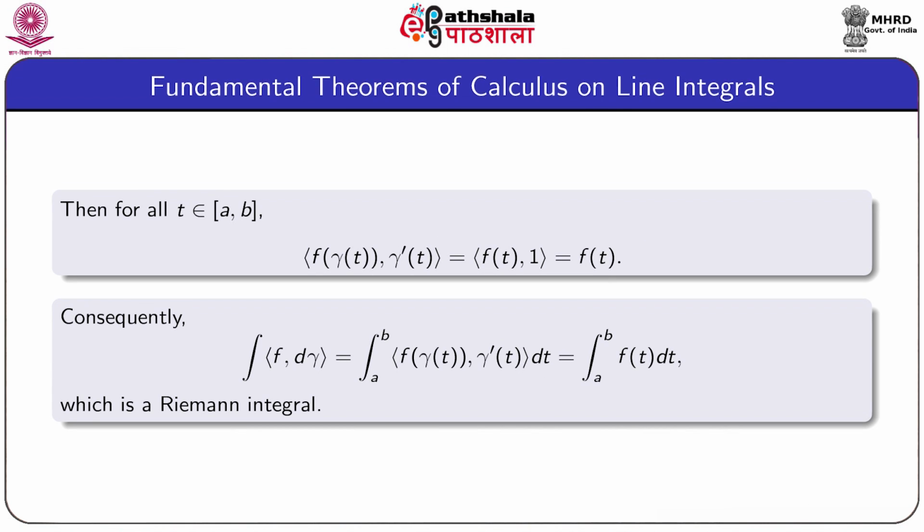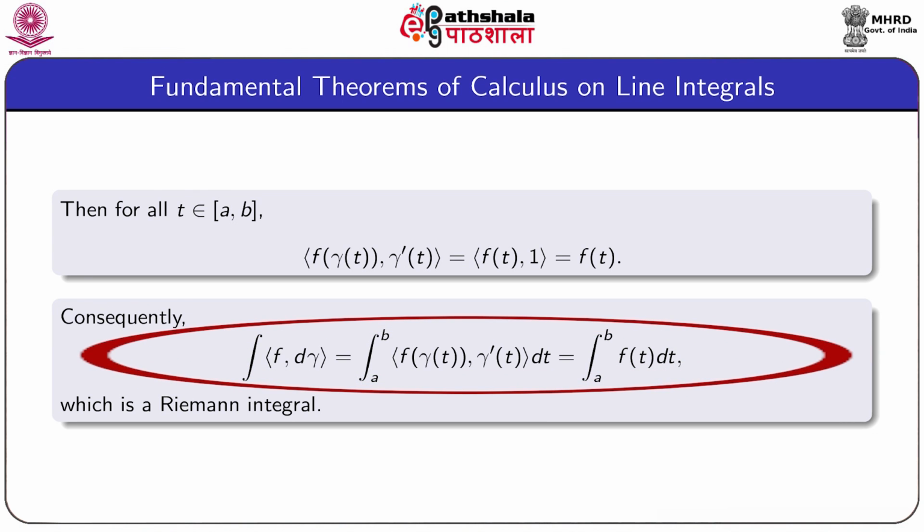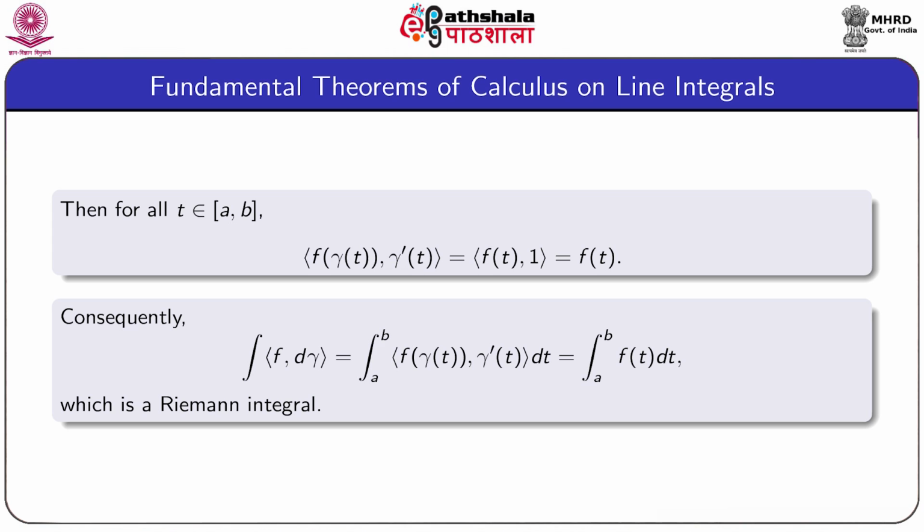Then, for every t in [a, b], we find that the inner product of f(gamma(t)) and gamma dash(t) equals the inner product of f(t) and 1, that is, the product of f(t) and 1, which is nothing but f(t). Consequently, the line integral of f d gamma equals the integral from a to b of the inner product of f(gamma(t)) and gamma dash(t) dt, which equals the integral from a to b of f(t) dt, which is nothing but a Riemann integral.